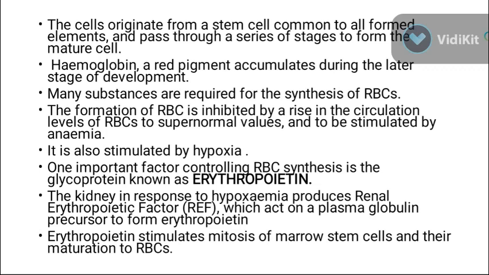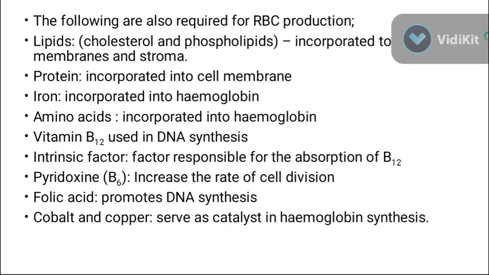The following are also required for RBC production: lipids, cholesterol and phospholipids, incorporated into membranes and stroma. Protein, incorporated into cell membrane. Iron, incorporated into hemoglobin. Amino acids, incorporated into hemoglobin. Vitamin B12, used in DNA synthesis. Intrinsic factor, the factor responsible for the absorption of B12. Pyridoxine, B6, increases the rate of cell division. Folic acid promotes DNA synthesis. Cobalt and copper serve as catalysts in hemoglobin synthesis.